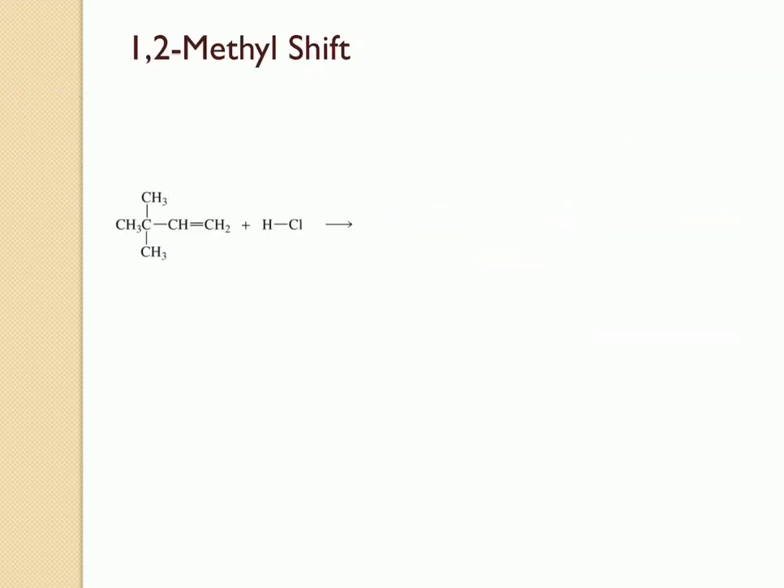Let us do an example for 1,2-methyl shift now. So this is an unsymmetrical alkene. Let's draw the different carbocations that we will be getting for this reaction. These are the two different carbocations that we'll be getting. So this one is a primary carbocation and this one is a secondary carbocation.